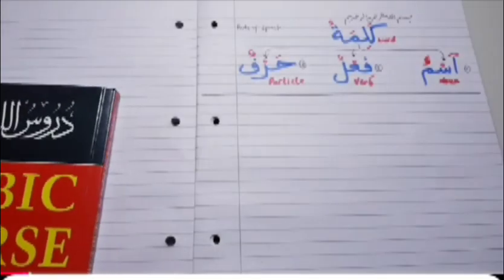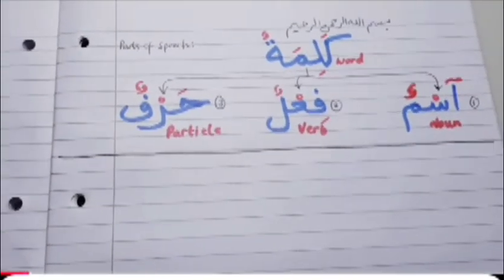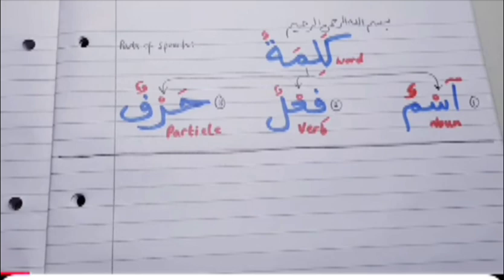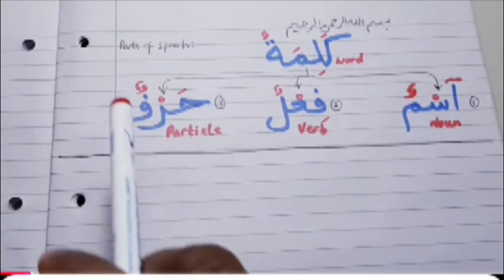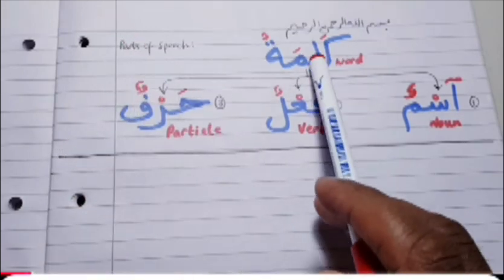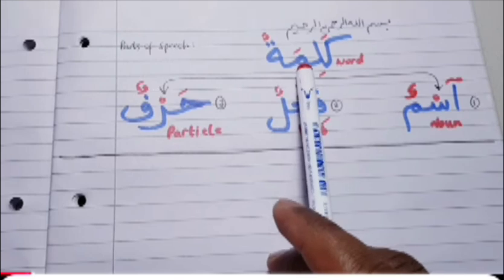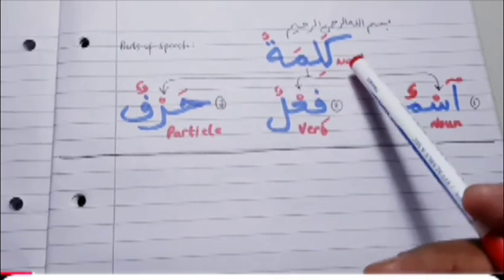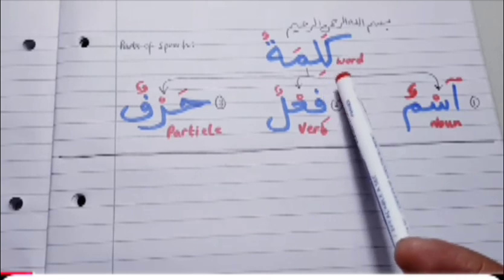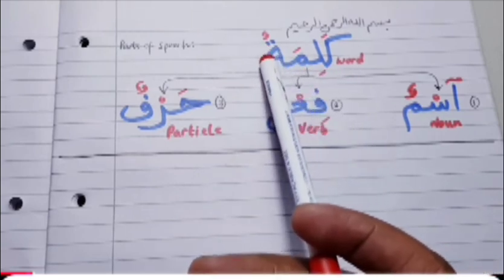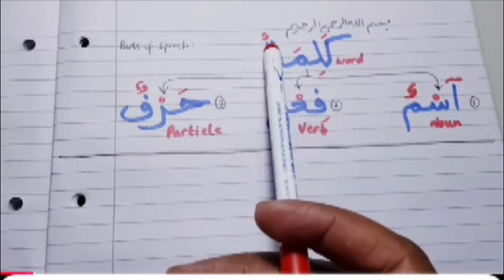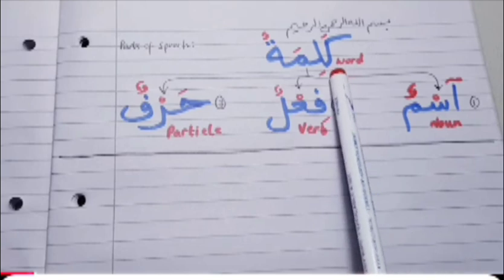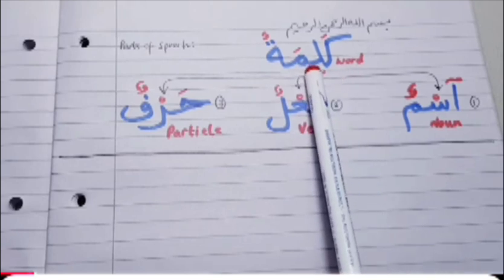In today's class, we are going to take a quick introduction looking at the parts of speech in the Arabic language. The Arabic language, just like any other language, is made up of words. A word in the Arabic language, we refer to it as kalima. Kalimatun. A kalima is a word.